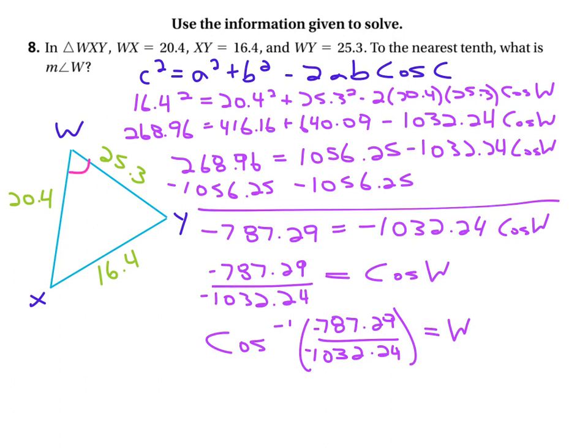So I'm going to type second, and then hit the cosine button, and I'll get the inverse cosine, and I will type negative. The negative button, by the way, is just on the bottom to the left of the enter button. It's different than typing minus, and you should use the negative button. Got to trust me on this. Get used to using the negative button. Negative 787.29 divided by negative 1032.24, close parentheses, equals, and we get W.